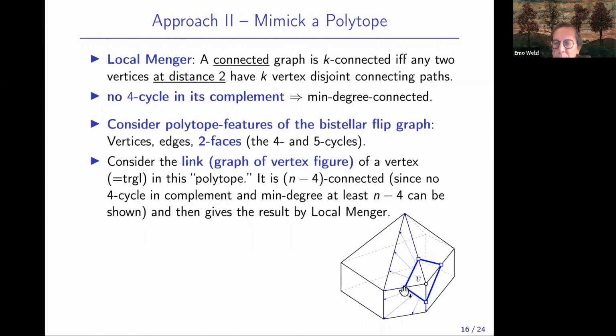And then, of course, that's easy. We have to show that the minimum degree is n-4. Then we have this lemma. Then we have this is n-4 connected. Then we get n-4 paths, which we can map back to paths in the bistellar flip graph. And then we just add the path from this triangulation to this triangulation to this triangulation. So that's the proof we do, and I think in the end it turned out to be quite a natural proof, a natural path which we could follow in this proof.